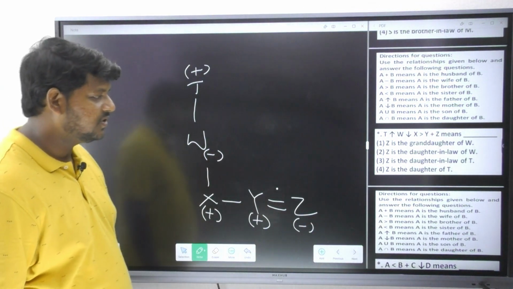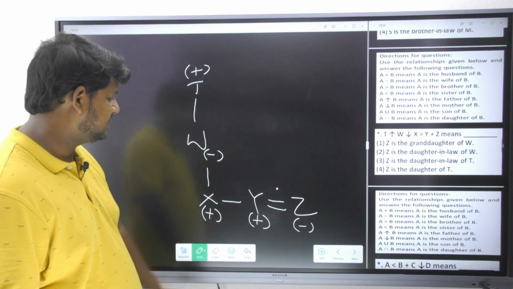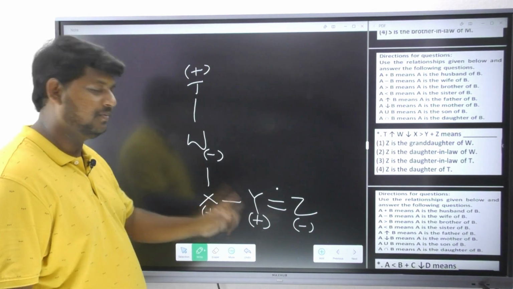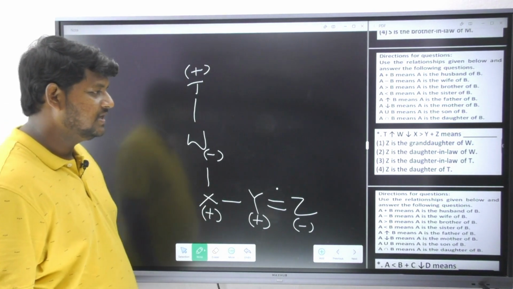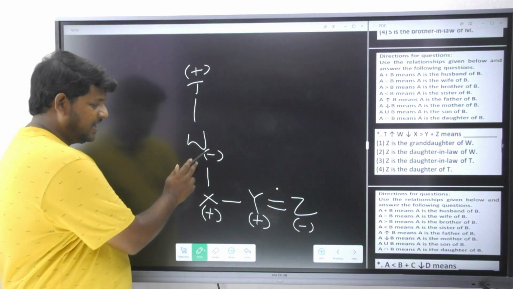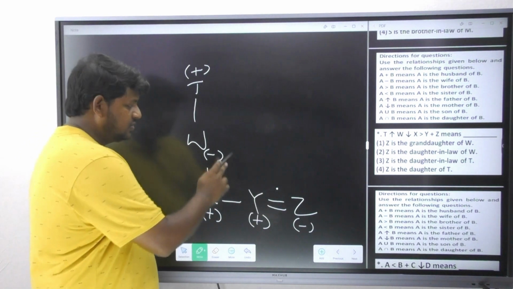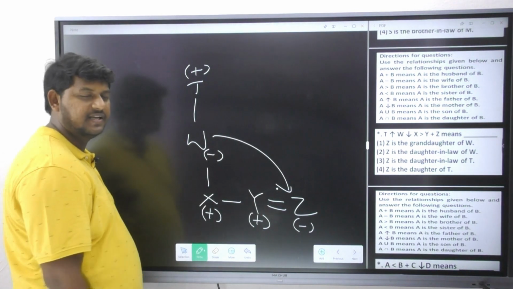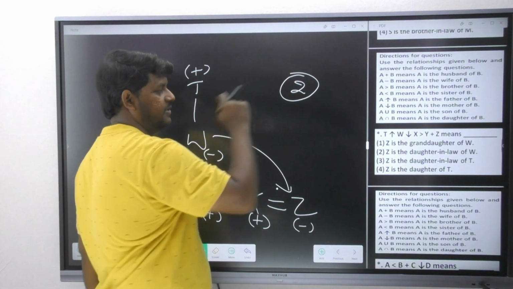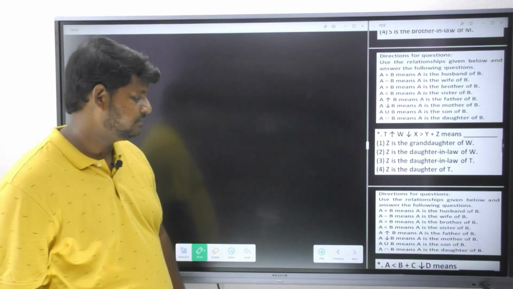Now let us observe the options. Z is the granddaughter of W. Whether Z is the granddaughter of W? No, daughter-in-law of W. Okay, first one is gone. Z is daughter-in-law of W. Yes, W's son is Y. Y's wife is Z. So Z is the daughter-in-law of W. So my answer is option number 2. Clear? Let's move on to the next one.